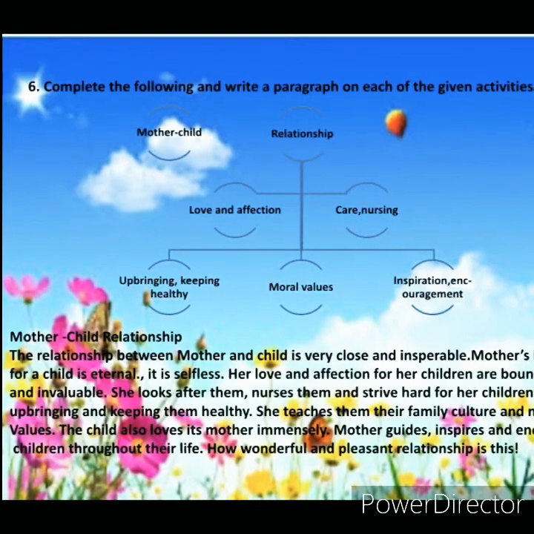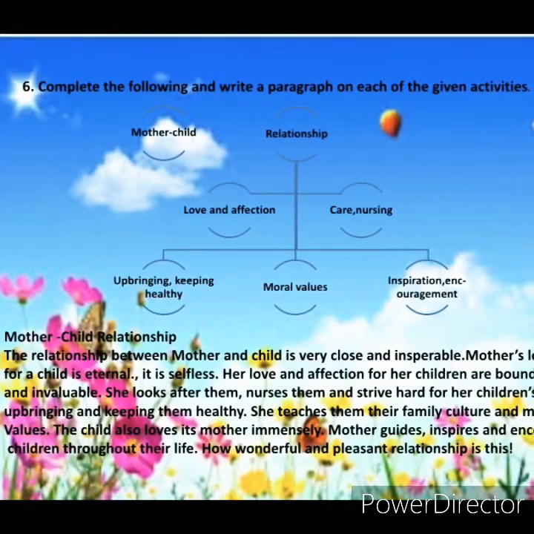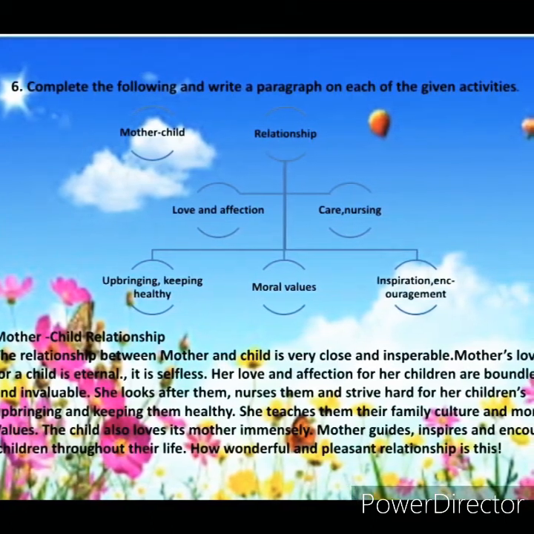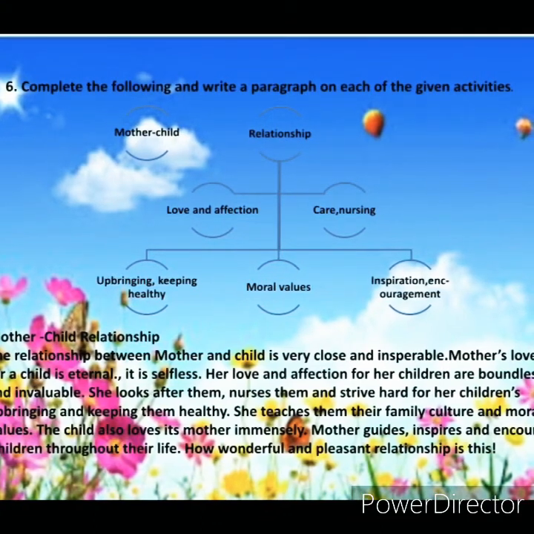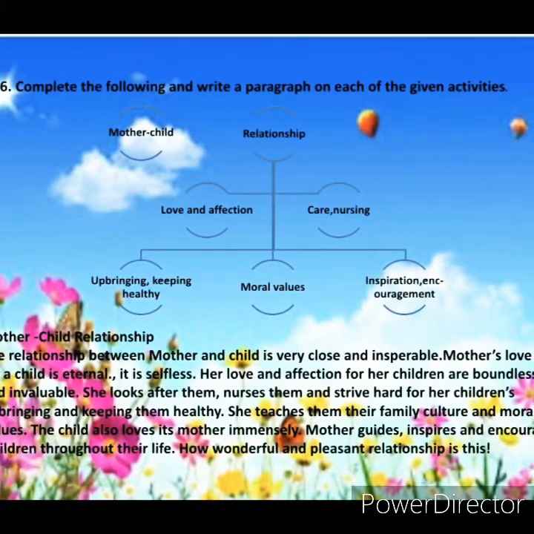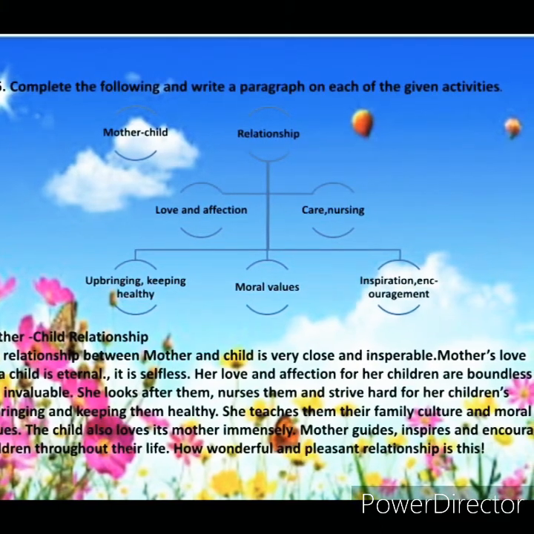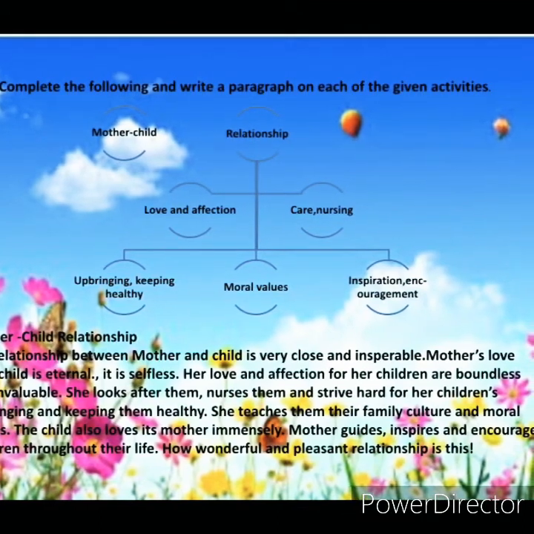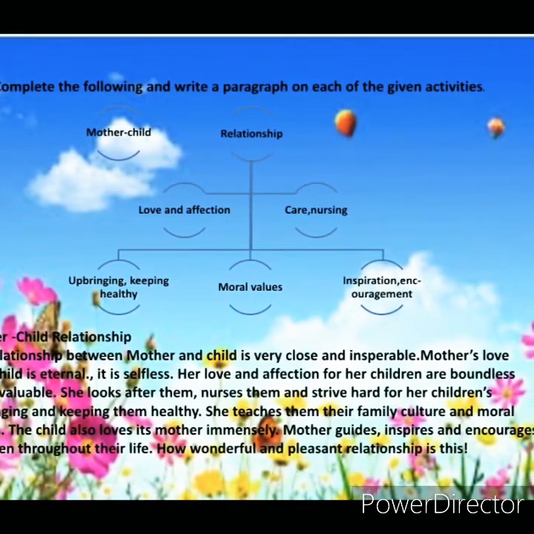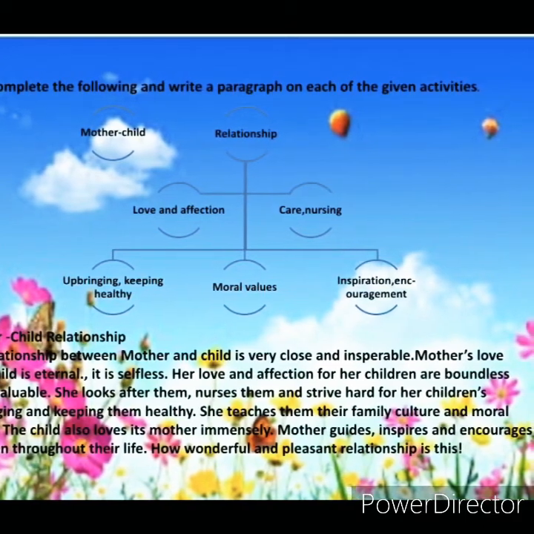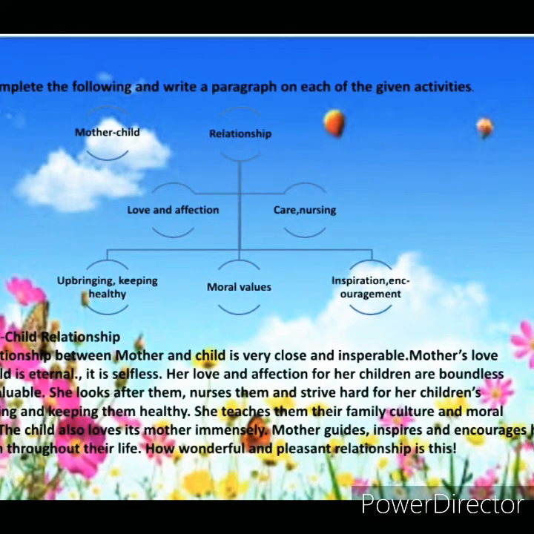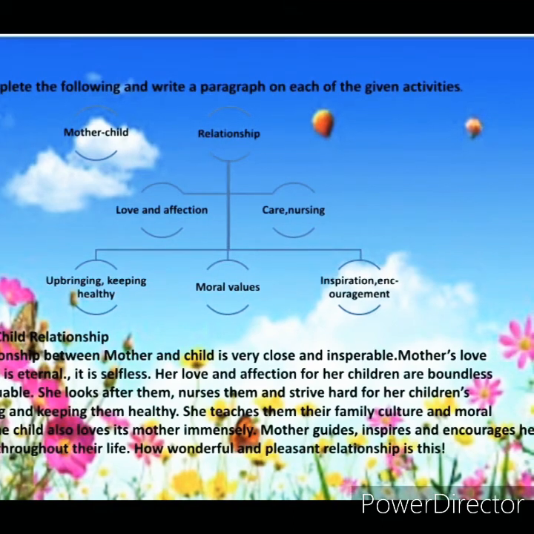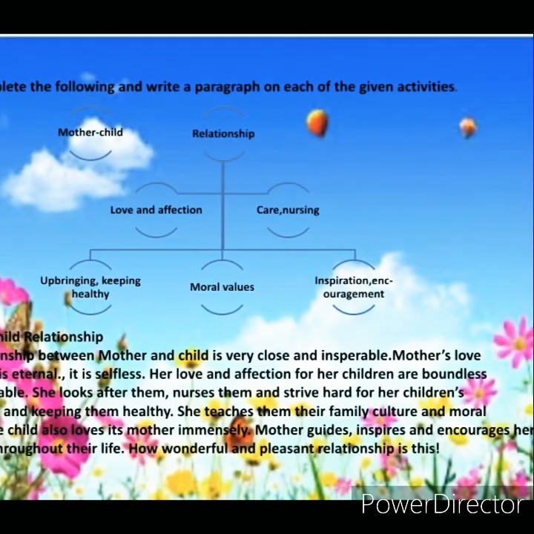Now let's begin from question number 6. That is, complete the following and write a paragraph on each of the given activities. The question is the mother-child relationship. Here you can explain the relationship between mother and child. The first point is giving love and affection. See the next points. You can just write care, nursing, upbringing, keeping healthy, moral things, inspiration, encouragement, supportive, guidance. These are the points. From these points, you make the paragraph. See the next slide with the answer.